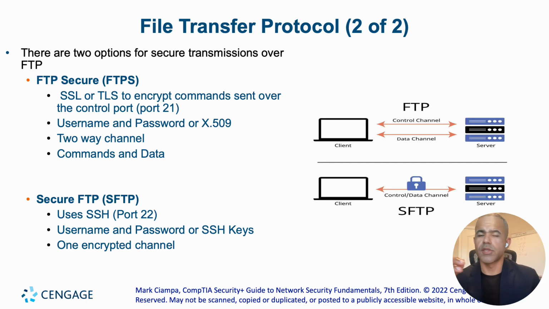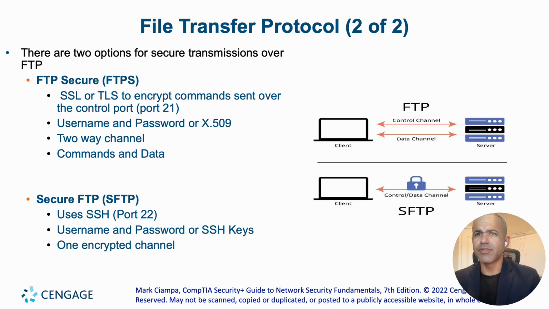That is why you want to use one of the secure versions of FTP, either FTP Secure or Secure FTP. The big difference with these two is that one uses SSL, which is FTP Secure, and TLS to encrypt commands. It can also use digital signatures. Remember, the digital signatures are formatted in this X.509 format for digital certificates. And then Secure FTP is using not only username and password, but also SSH, which technically also uses SSL or TLS in order to do that.